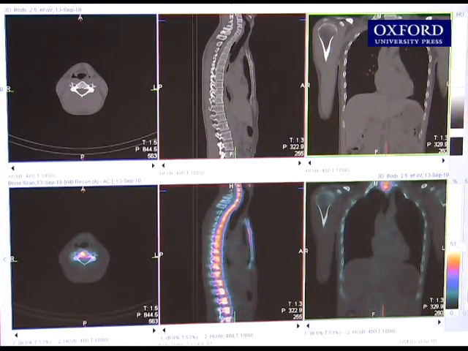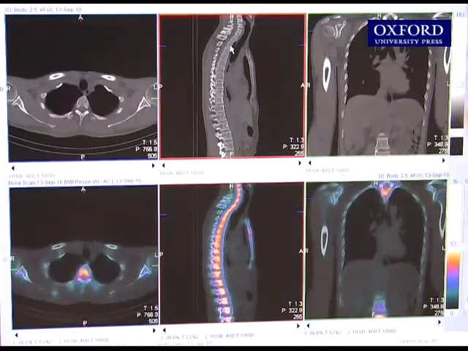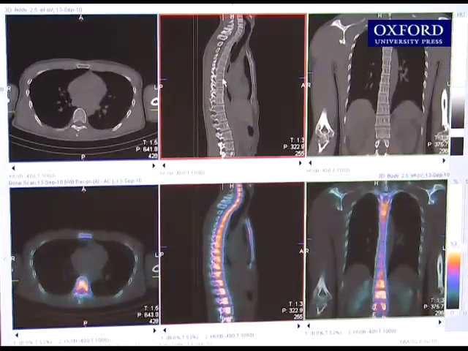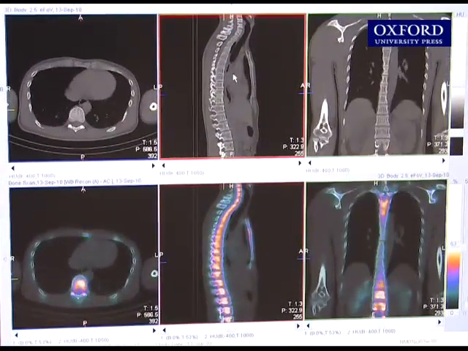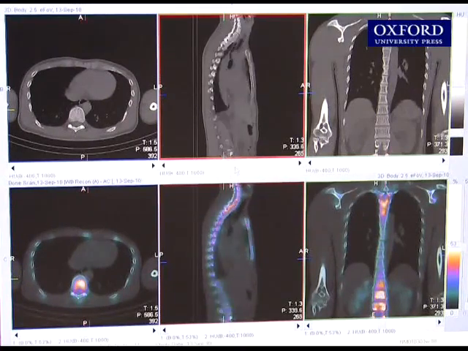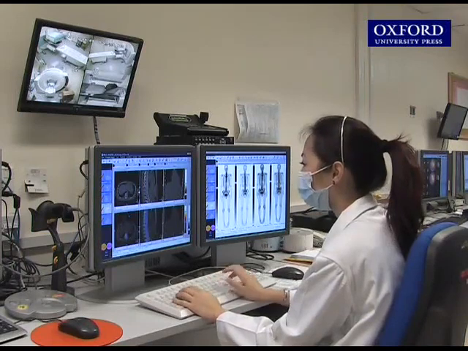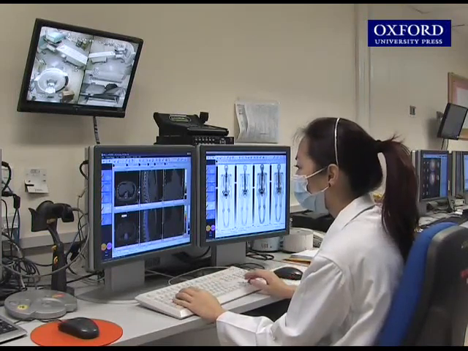The images on the computer screen show the distribution of the tracer inside the patient's body, that is, the picture of the target organ. The images obtained need to be processed by the radiographer.